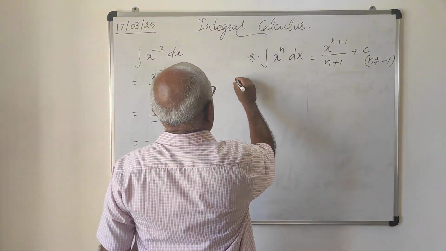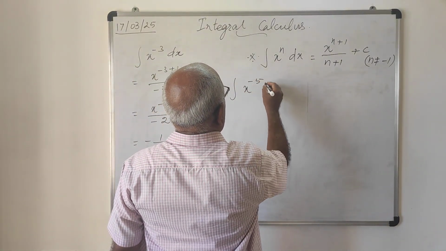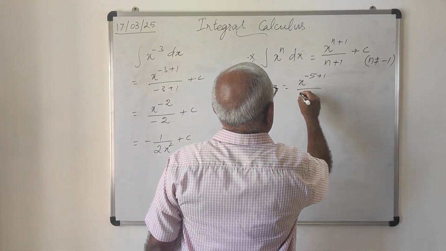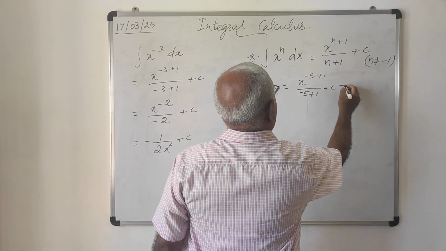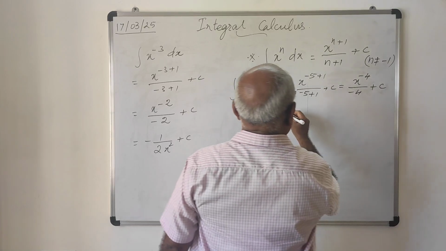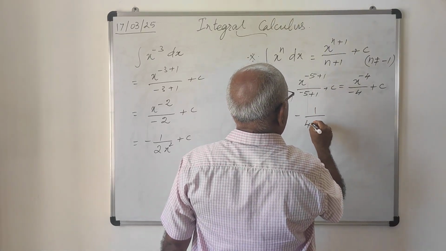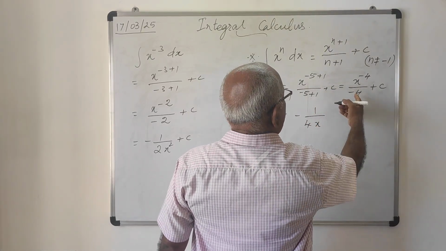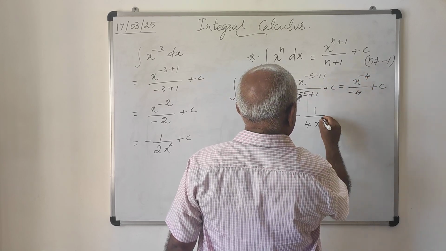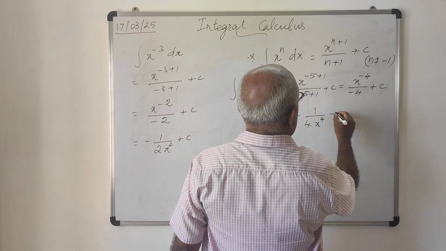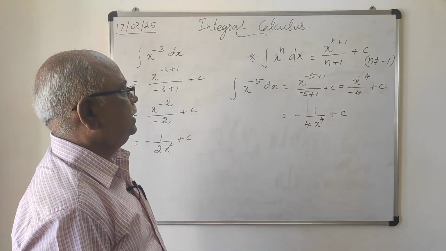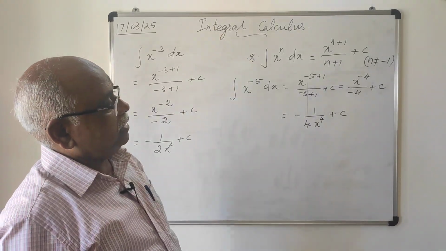One more example. Integral x power minus 5 dx is equal to x power minus 5 plus 1 by minus 5 plus 1 plus c, that is equal to x power minus 4 by minus 4 plus c, that is equal to minus 1 by 4. Minus 5 plus 1 is minus 4. X power minus 4 becomes 1 by x power 4. So minus 1 by 4x power 4 plus c is the answer for this integral, x power minus 5 dx.